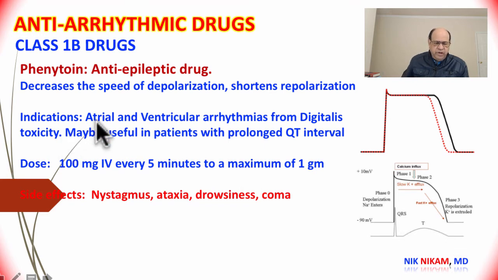It is useful in patients with atrial and ventricular arrhythmias, especially resulting from digitalis toxicity. It may be useful in patients with prolonged QT interval because, as you can see here, it shortens the QT interval. Some of the side effects include nystagmus, ataxia, drowsiness, or coma.